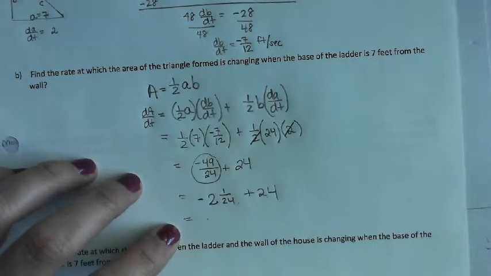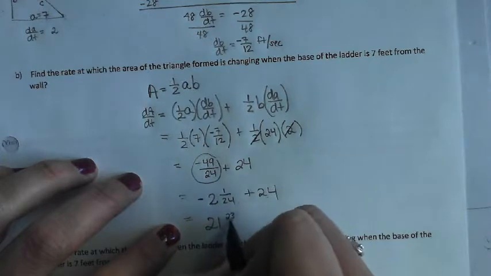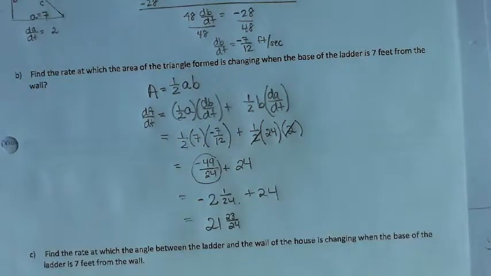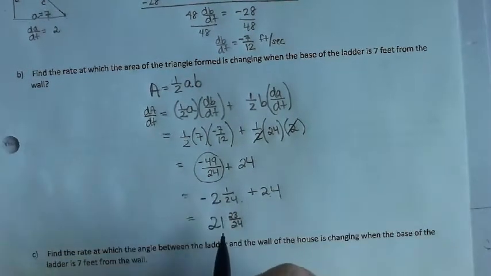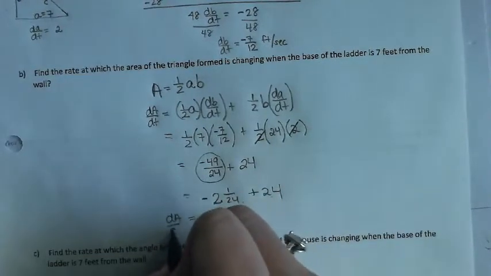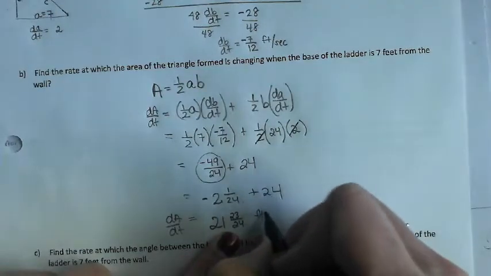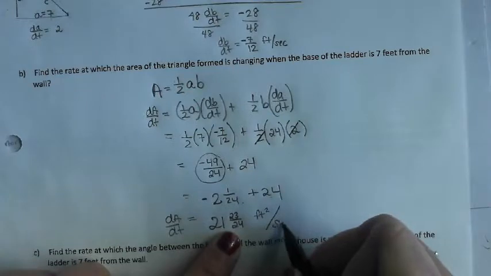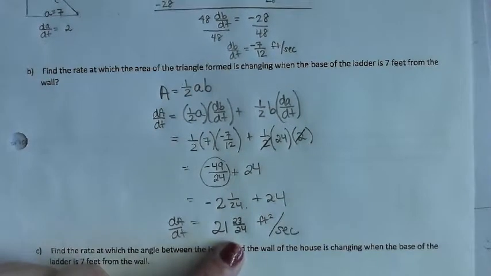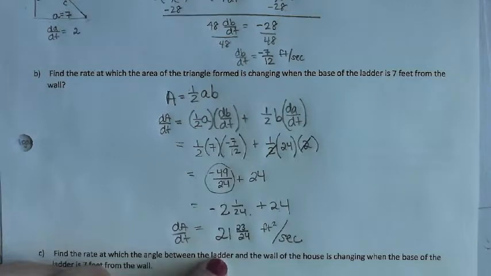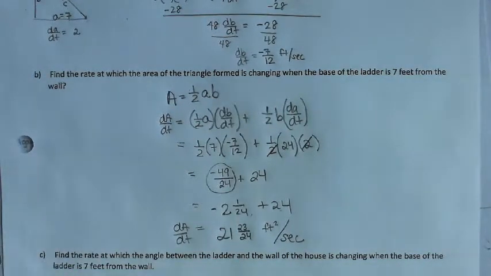Say it again, Liam? Yes. 21 and 23/24. Subtracting the 2 gets you back to 22, and then subtract 1/24 from that. So pretty close to 22. And this is our area. This is the rate of change of our area. So area is units squared, so feet squared, but then it's with respect to time, so it's a rate, so it's per second. So at that moment, the area is increasing at that rate.